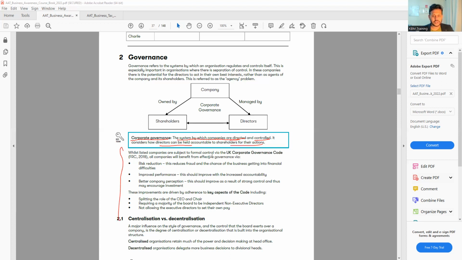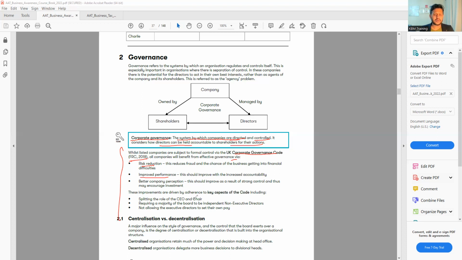Let's quickly read that. Companies are subject to formal control via the UK Corporate Governance Code, FRC 2018. You have to remember this, because in an MCQ type question they might ask whether it is FRC 2018, 16 or 17, which year? You have to say it's 2018. All companies will benefit from effective governance via risk reduction. If you follow corporate governance, your risk will be lower. Performance will be improved. Company reputation will be improved.